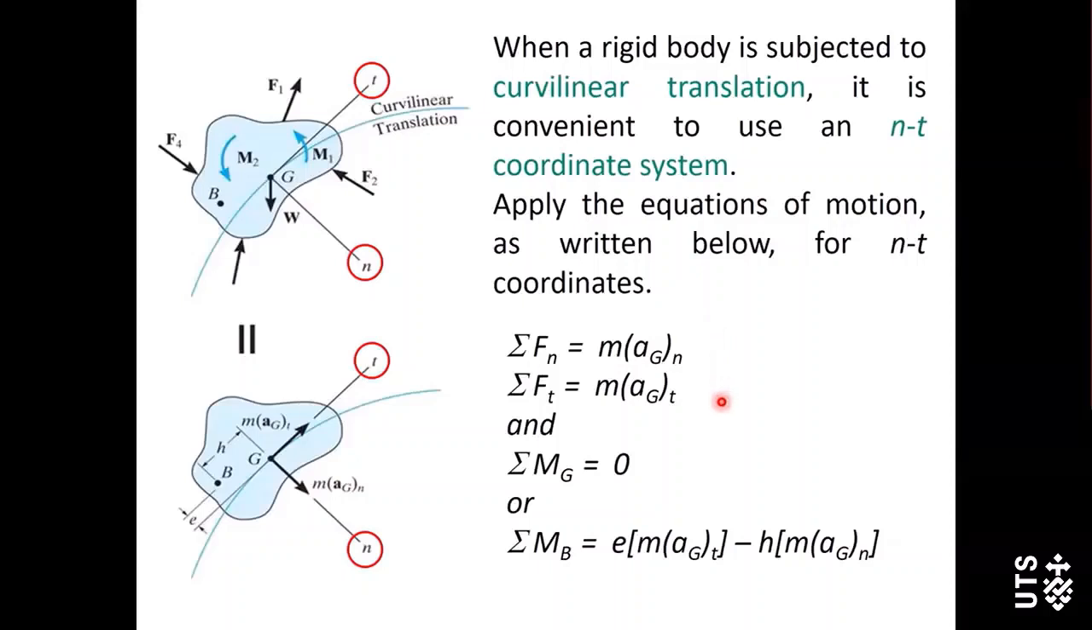Because we are using the normal-tangential coordinate system, this time the translation component has two components. One is n, normal, one is t, tangential. For the rotational component, similar to before, it can be about the mass center point G, and because this is curvilinear translation, it must be 0. But it can also be about another point, for example, point B.